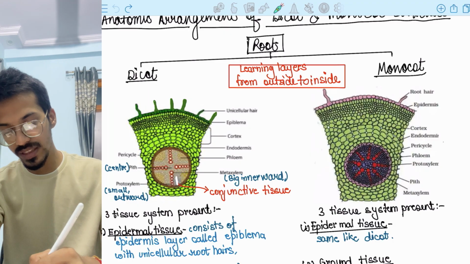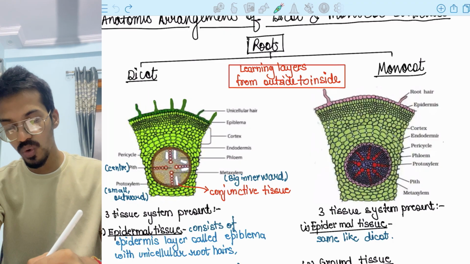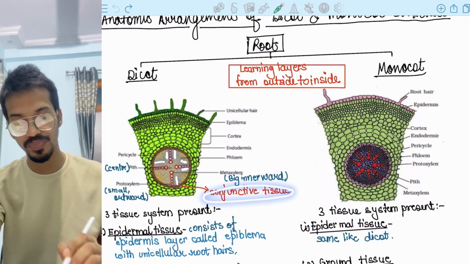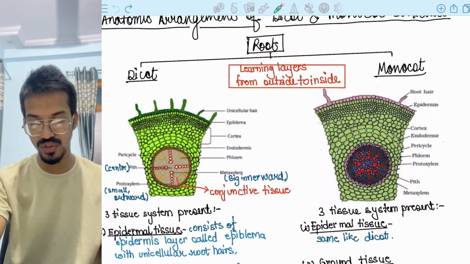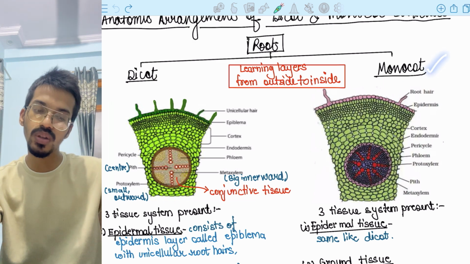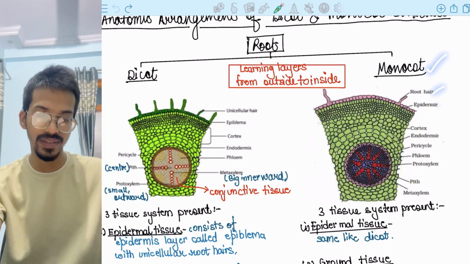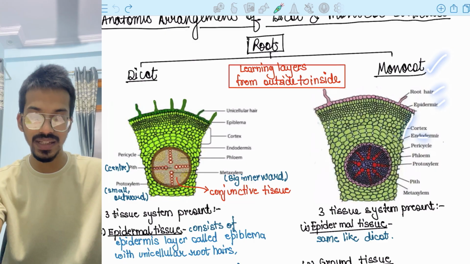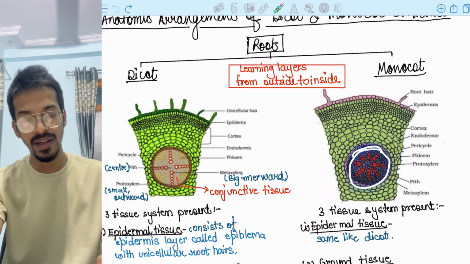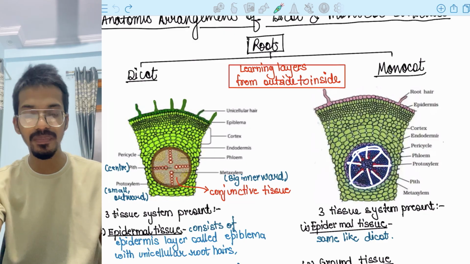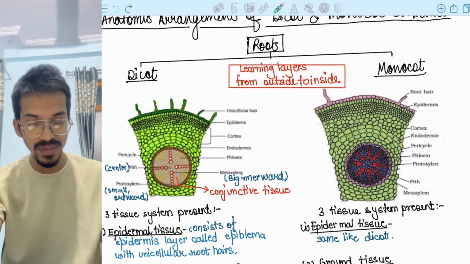Now in between these tissues, these layers are called the connective tissue. And in the center we have the pith, which is smaller in appearance. When we come to the monocot part, there is a root here, there is the epidermis, the cortex, the endodermis, the pericycle. But over here, if you see inside this area, there are multiple xylem present. Of course, phloem is present at this area.